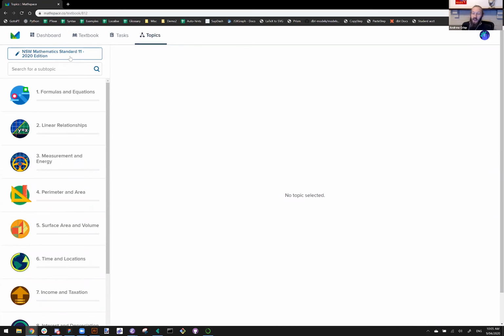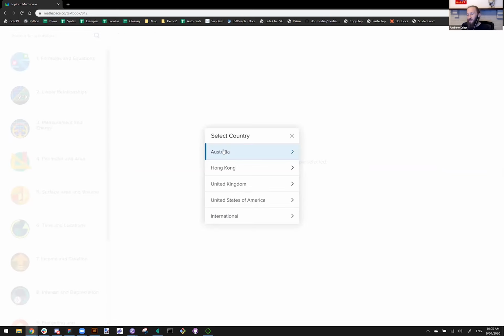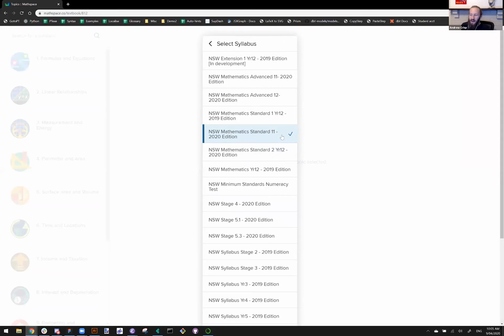If you don't see New South Wales Maths Standard 11 there, maybe you're out of state, or maybe you were looking at a different textbook, then you just click on this button here, select Australia, New South Wales, and then select New South Wales Maths Standard 11.